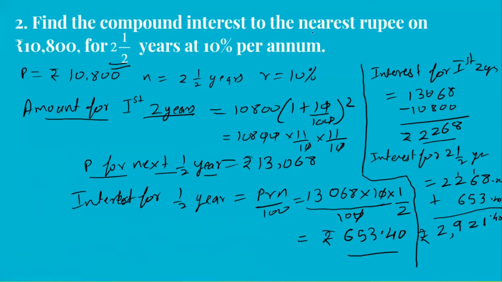You have to find it to the nearest rupee. So the answer to the nearest rupee is rupees 2,921. See, 40 paise, we round it down. So 2,921 rupees is the compound interest to the nearest rupee for 2.5 years for this principal at 10% per annum. Got it? Let's move on to question number 3.